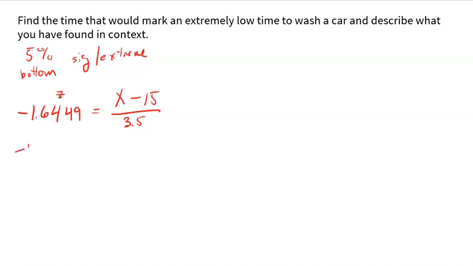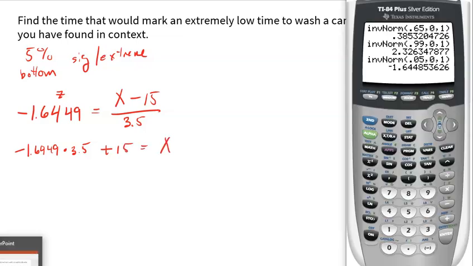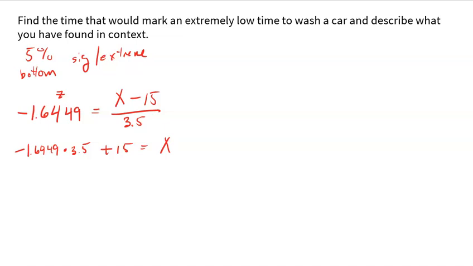So I'm going to take the negative 1.6449. The first thing I'm going to do is multiply it by 3.5. Then I'm going to add the 15 over, and I will get the value that marks the bottom 5%, or the most extreme, significant bottom 5%. So here I go. Negative 1.6449 times 3.5. Add the 15 over, and I get 9.24 minutes.